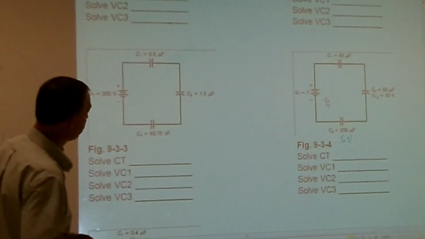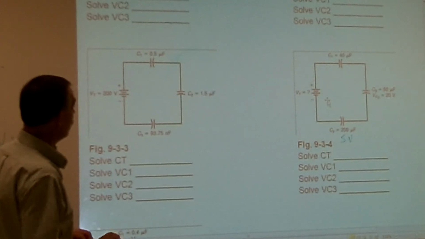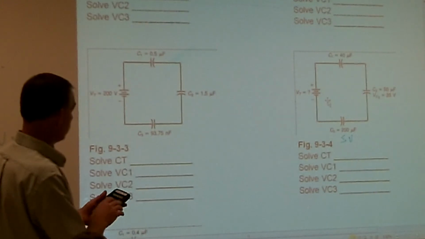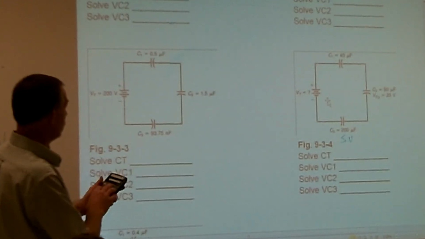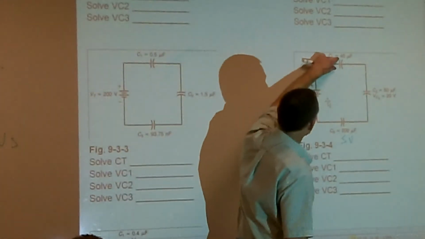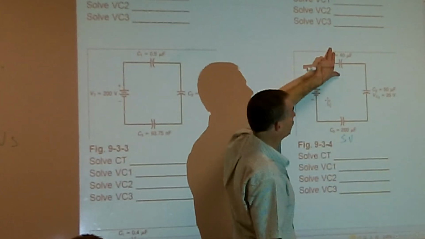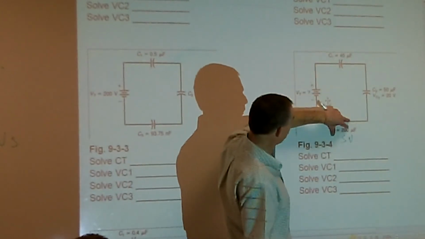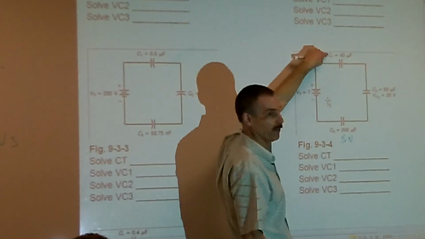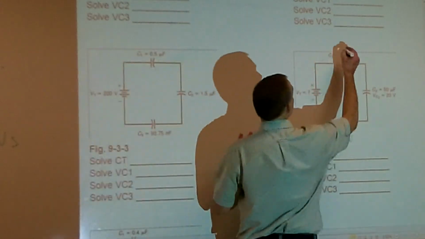C1 would be how much bigger than C3? It's easier to go from C1 to C3. Yeah, it'd be 5 times larger, right? Yep, I like that. See, he's catching on. So the voltage across C1 is going to be what? 25 volts. So now we know that this is 25 volts.